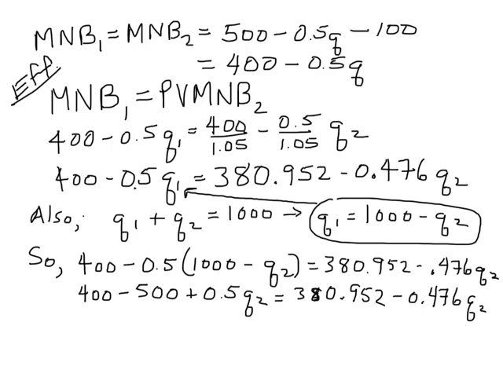Let's add 0.476 Q2 and add 100, right? 400 minus 500 is just negative 100. So if I add 100 to both sides, I'll get rid of that. And I end up with 0.976 Q2, excuse me, equals 480.952, and it turns out that Q2 is equal to 480.952 divided by 0.976.